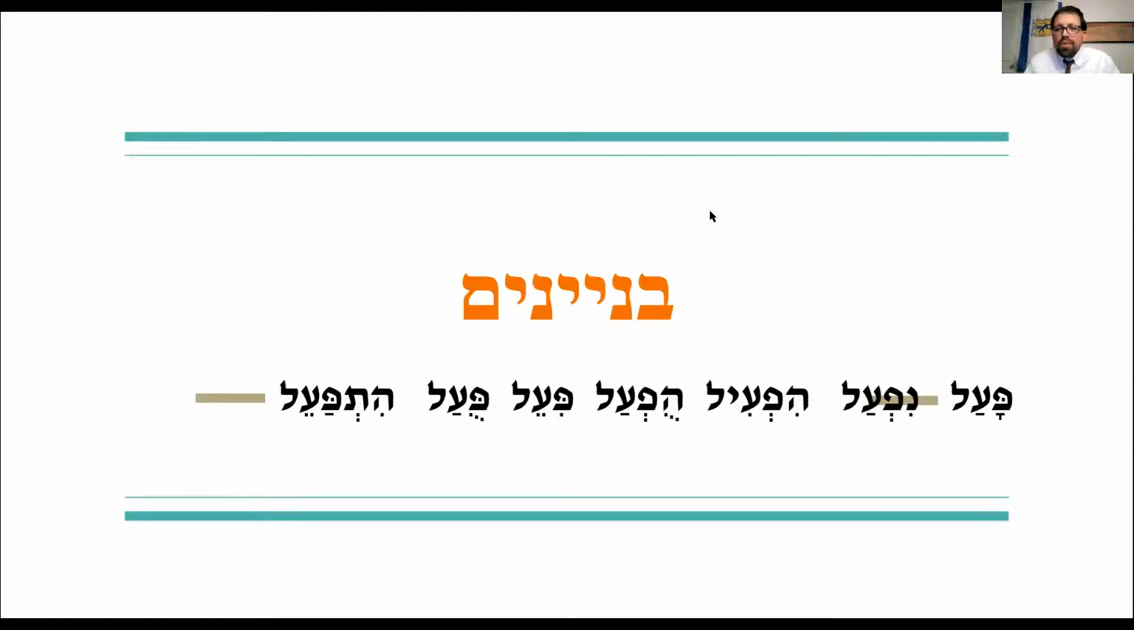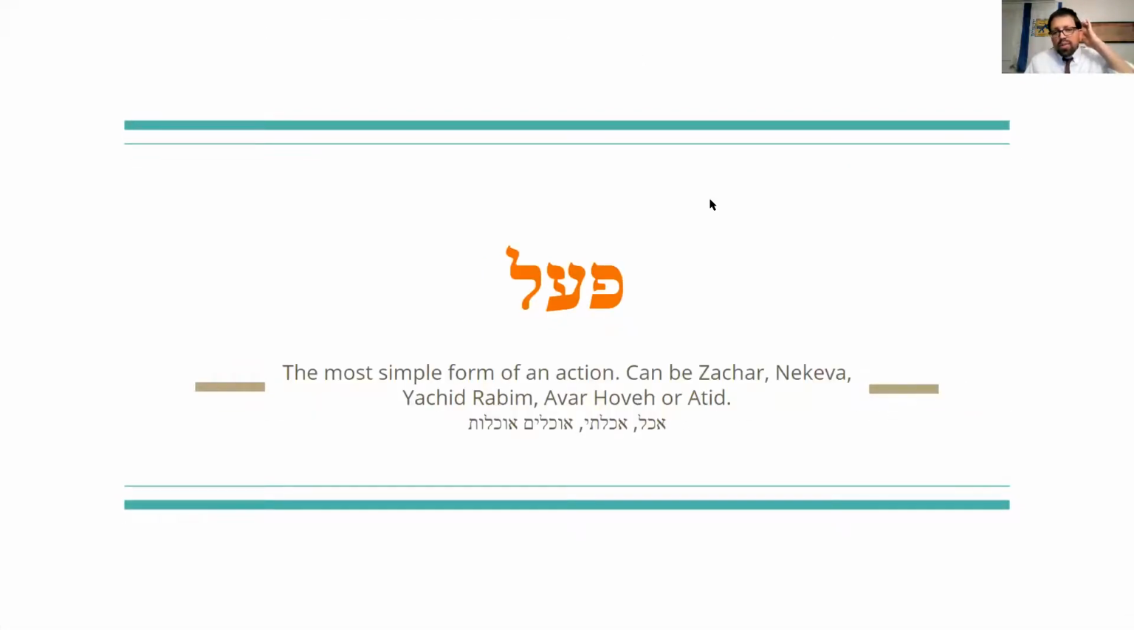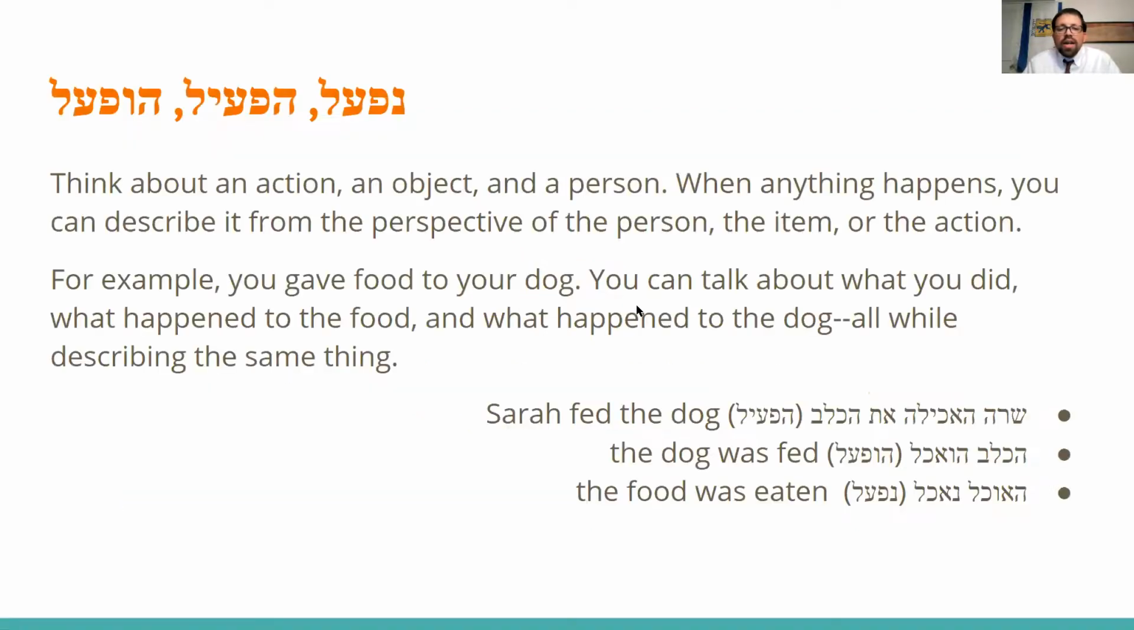For example, go to the first one, Paal. So again, the most simple form of an action is Paal, and this can be zachar, nekeva, yachid, rabim, avar, hoveh, atid. So it's hu achal, ani achalti, hem ochlim, hen ochlot, and it could be in the future, anachnu nochal, etc. So the Paal can be juggled up in any possible number of ways, whether it's zachar, nekeva, yachid, rabim, that's fine. All right, next.